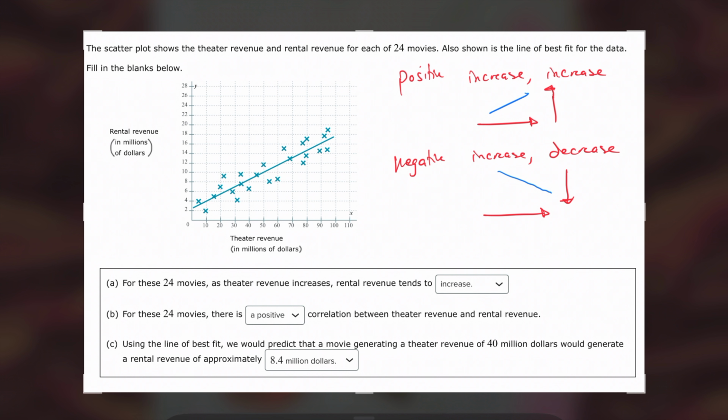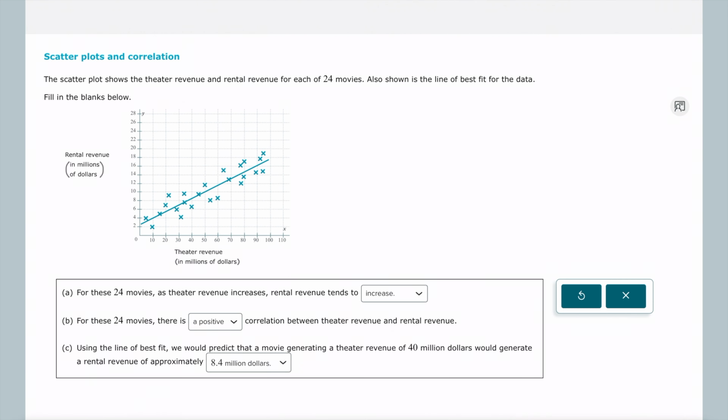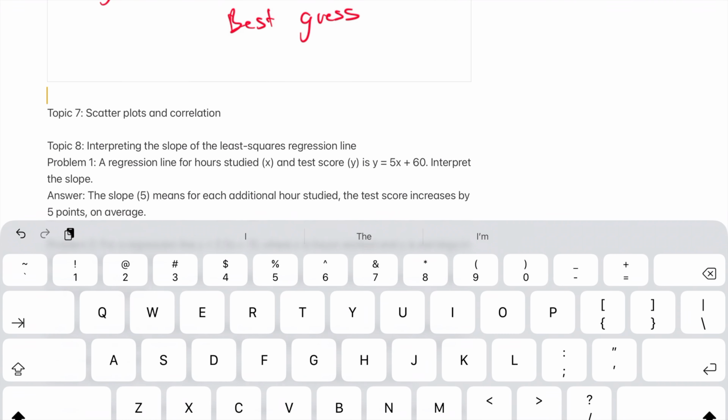The 40 million right here, what I would do with that is I'd come from this X equals 40, look right here, it's just above 8. So that's just at 8.4. So we can use that line, that linear regression line, to actually predict what would happen once we get the equation.